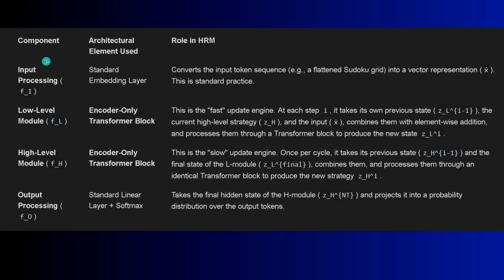As I told you, we have 4 components: the input processing, f_input, the output processing, f_output, and then the low-level module, L, and the high-level module, H. Now you see the architecture that is really implemented: a standard embedding, an encoder-only transformer block, also an encoder-only transformer block, so this means BERT. And then the output is a standard linear layer and a softmax. I will show you an example in 5 minutes.